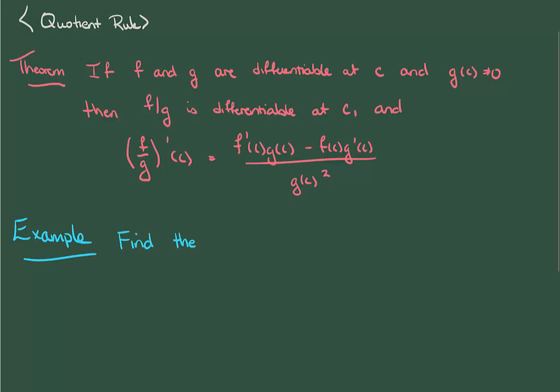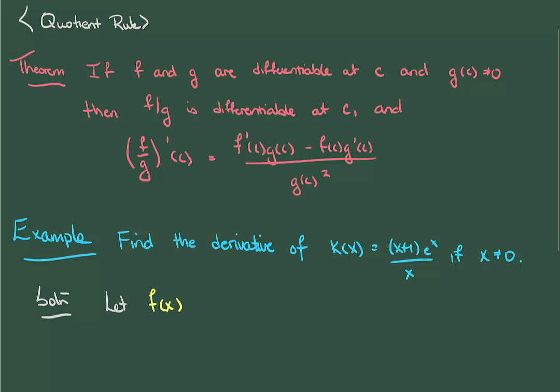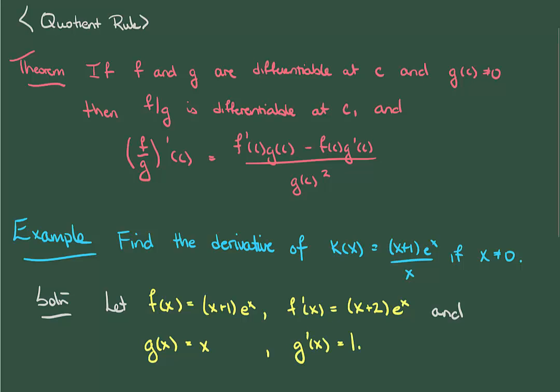Let's use this to differentiate the same function that we attacked in the product rule example. Only this time, instead of multiplying by 1 over x, we'll divide by x and use the quotient rule. Let's name the numerator function f of x, whose derivative we found in a previous video to be x plus 2 e to the x. We'll set g to be the denominator function x with derivative 1.